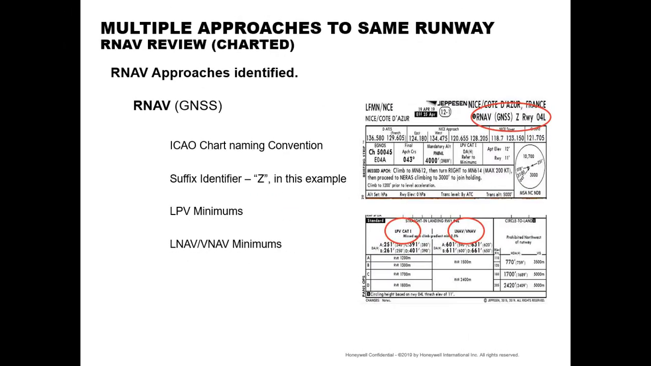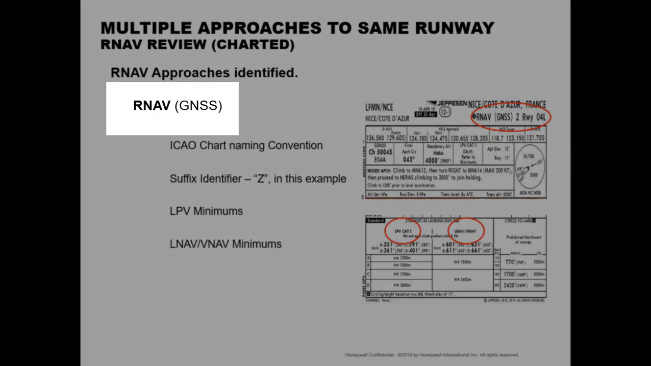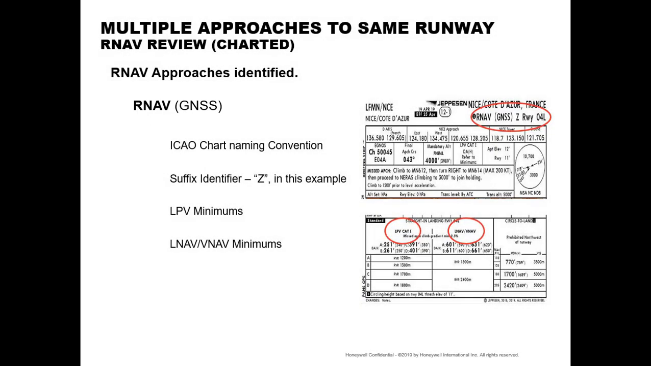RNAV approaches have different naming conventions around the world. ICAO chart naming conventions call for the RNAV GNSS nomenclature as depicted. These approach charts normally provide LPV, LNAV/VNAV, or only LNAV minimums. All require some level of RNP capabilities.